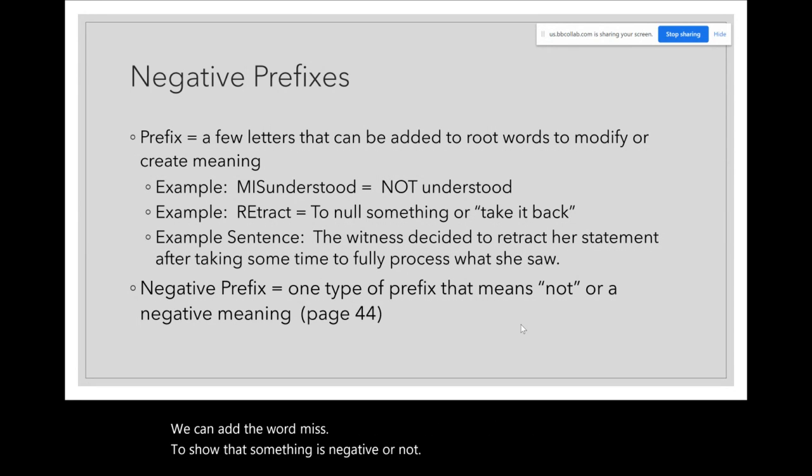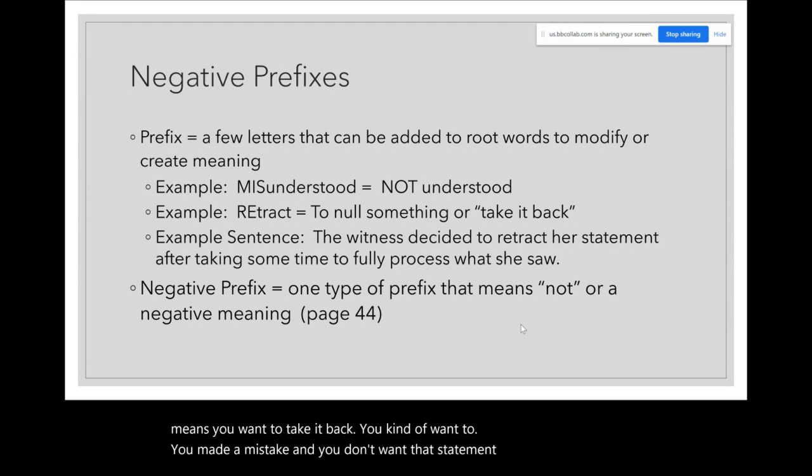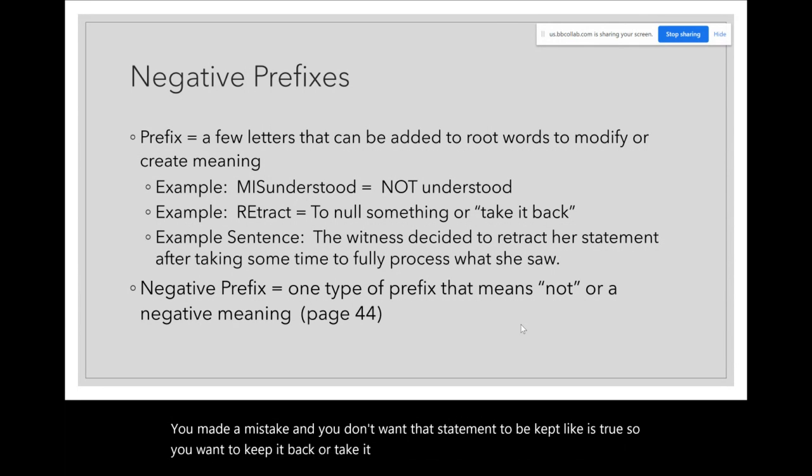Another example is retract. Retract means to null something or take it back. For example, the witness decided to retract her statement after taking some time to fully process what she saw. When you retract a statement, or you can retract an email, it means you want to take it back. Like you made a mistake, and you don't want that statement to be kept as true. So you want to take it back. That's what retract means. Re means to do again.